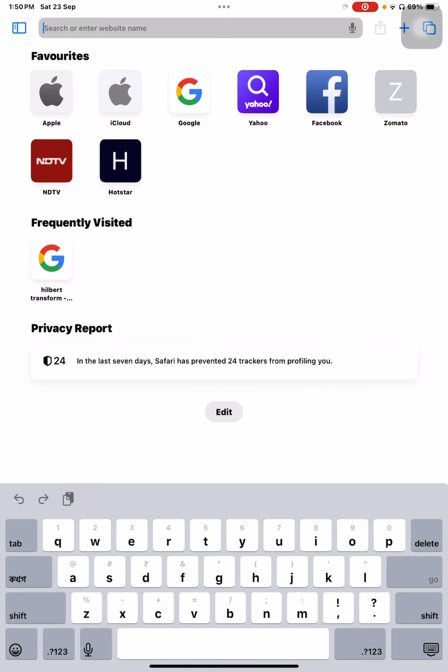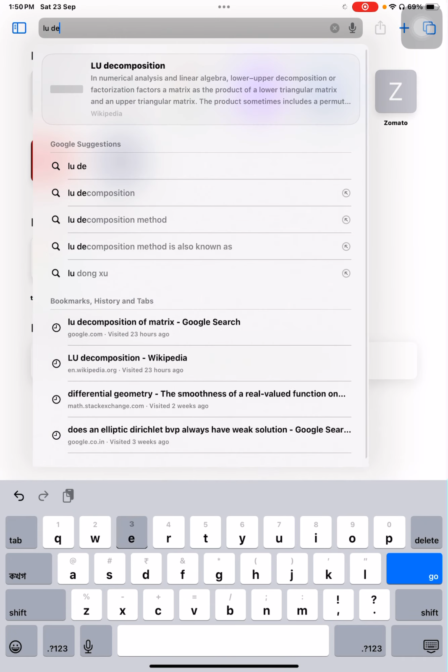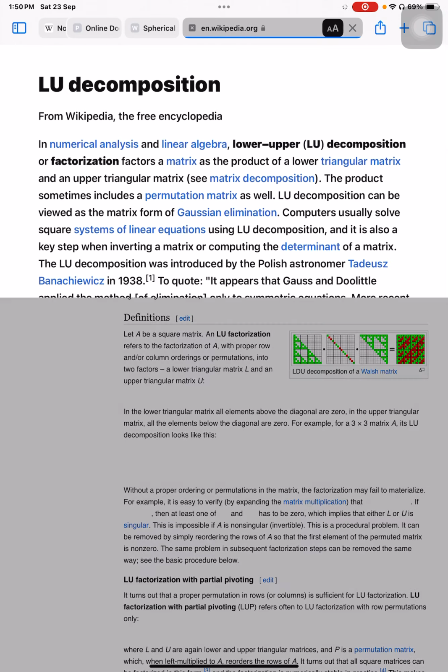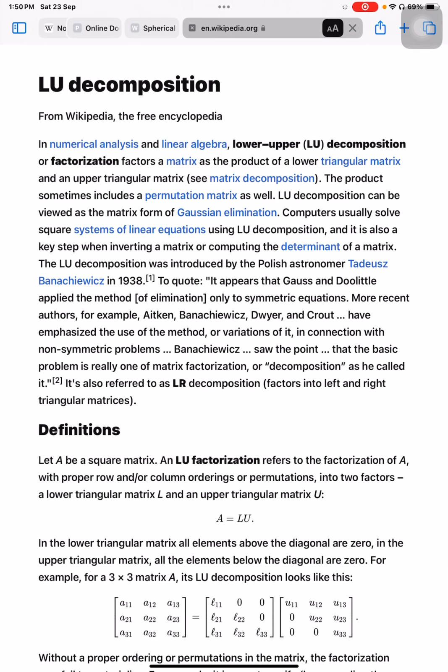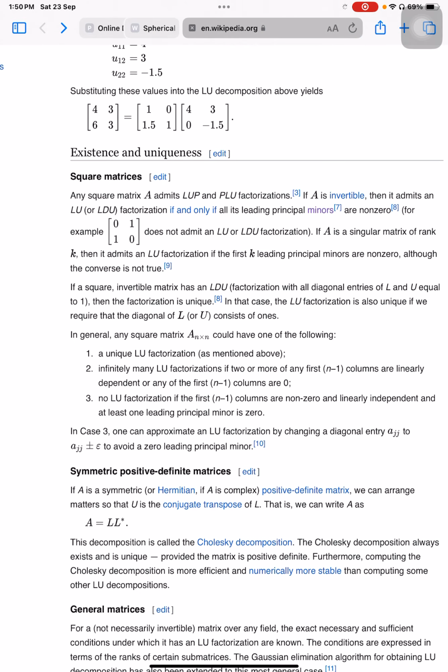I will also attach this link in the description of the video. Right, so, decomposition. Oh, here it is. So let's see this first one. It says that if A is invertible, then it admits an LU decomposition if and only if the leading principal minors are non-zero.